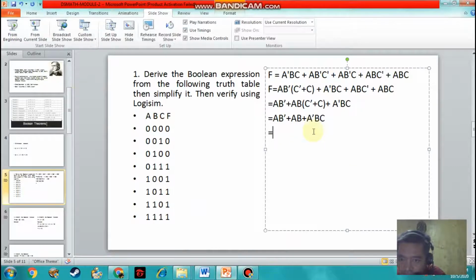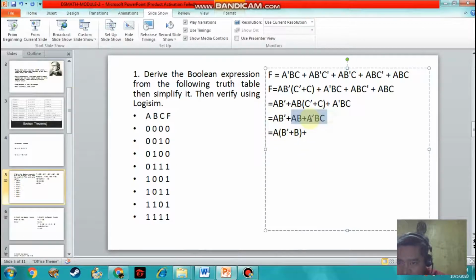So, dito na tayo. Ayan. So, factor out natin yung common. Ito, may common sila. Which is A. Tapos B prime plus B. So, paano yan? A times B prime plus A times B. Ayan.